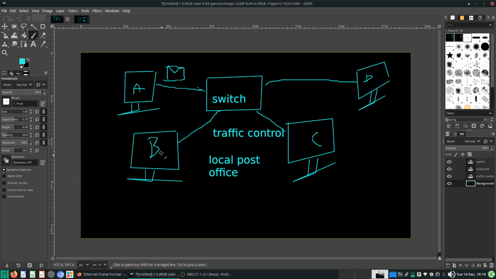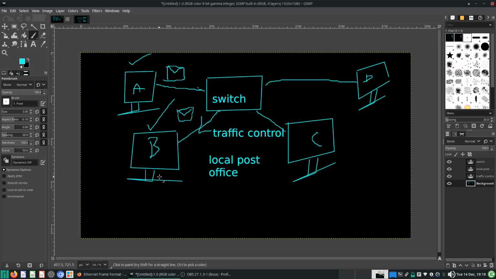And if this letter is intended for C, the switch acts like a post office. It will read this envelope, so to speak, and then say, okay, I will send the piece of data to this address. Of course, the mail will have the address of A and the address of B. So this is how Ethernet so-called works. Conceptually, it is kind of that simple.